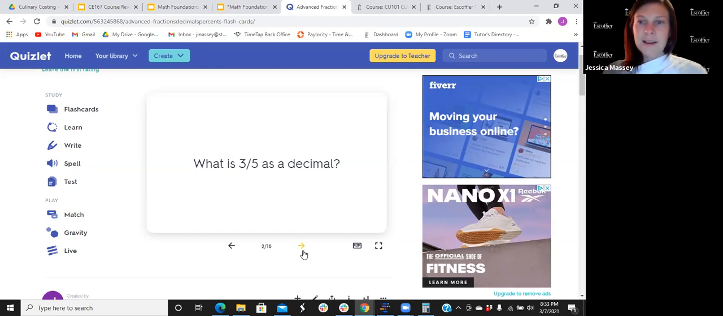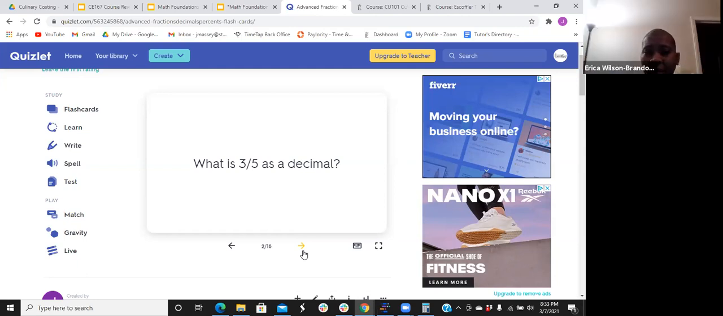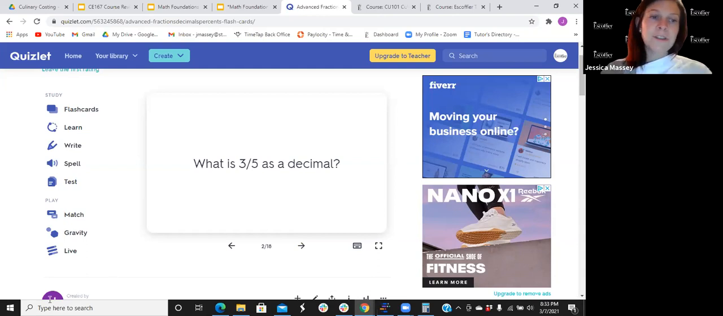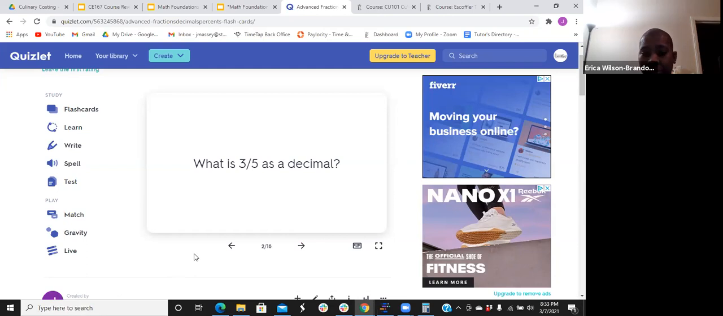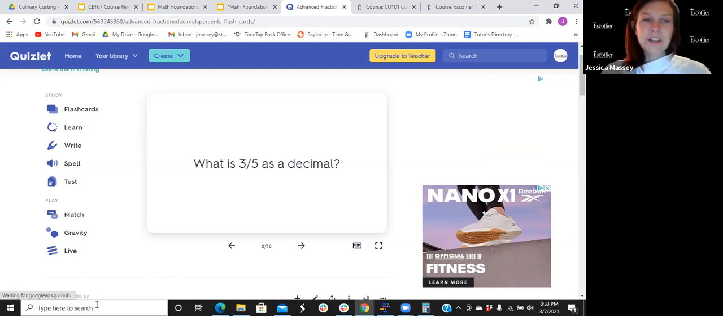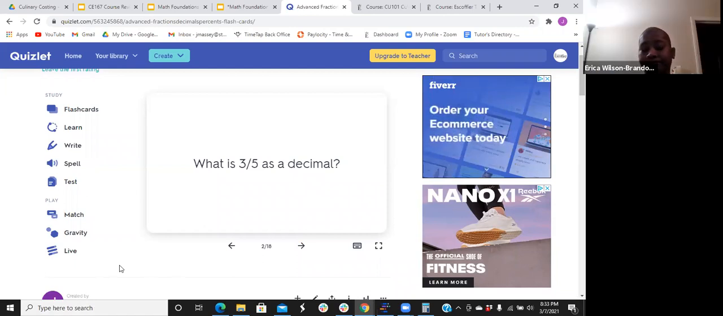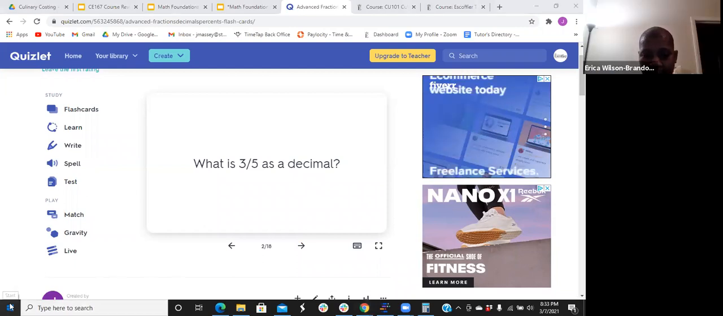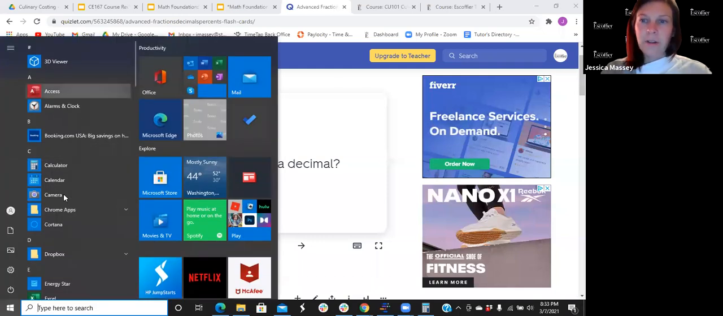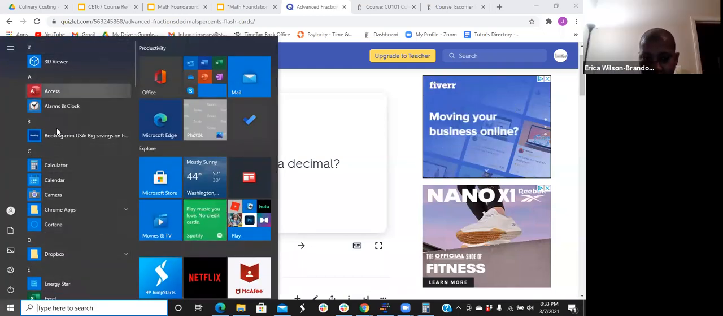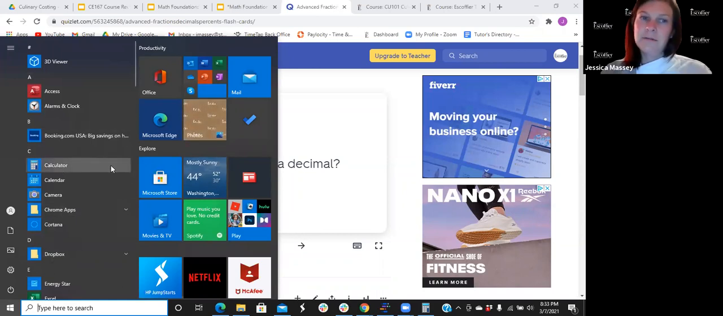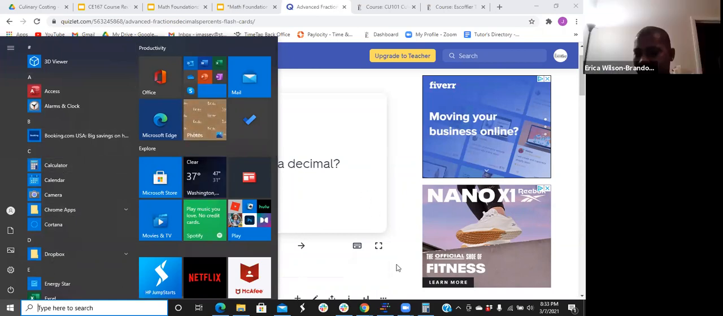Eric, I see your hand is raised. What's up? How do we pull up our calculator on the computer? So you should have a search bar, regardless of which one. Are you on a laptop or Chrome? Chrome, Acer. Okay. Is there a search bar at the bottom? Nope. Where you can click your start menu to pull up all your apps. Oh, yeah. You can go in there and you should be able to find calculator. Okay. Thank you.